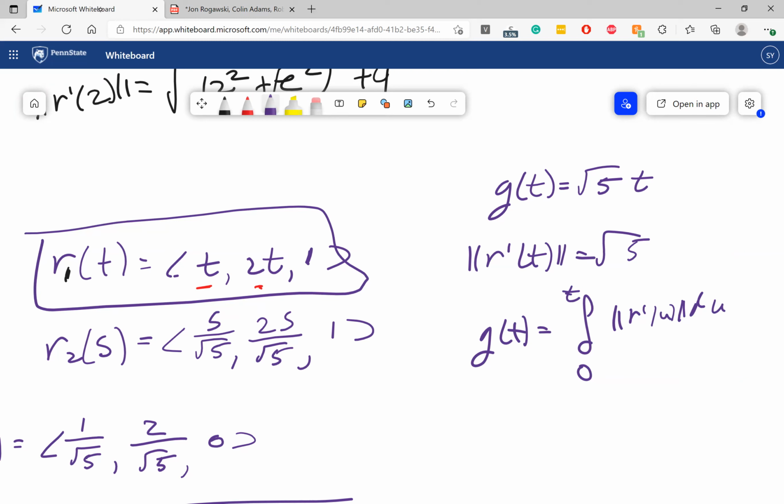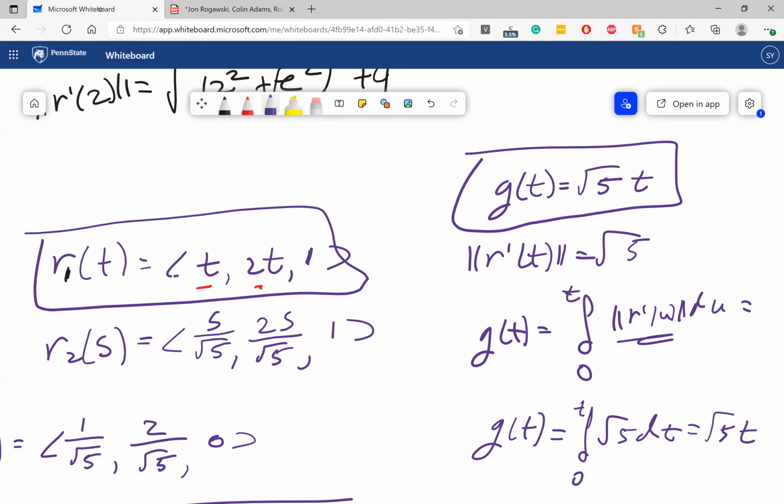And we know what the magnitude is in here, so g(t) is the integral from 0 to t of the square root of 5 du, which is equal to the square root of 5 times t. So that's what my g(t) will be. It will be the square root of 5 times t.